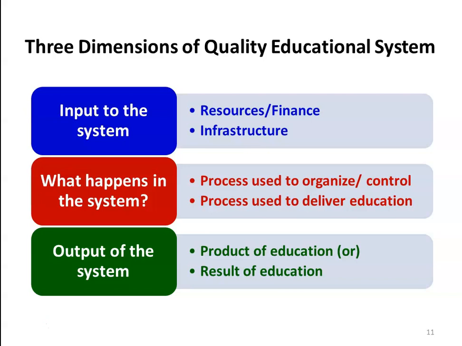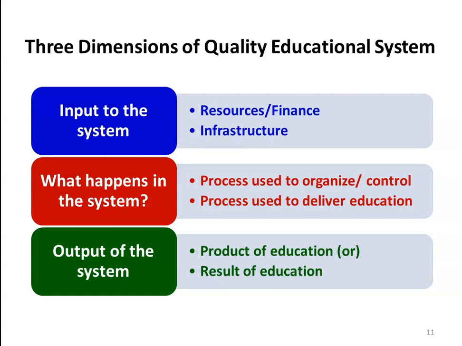What happens in the system? The process used to organize and control the entire process. We have different processes in the educational system. How we organize the process and how we control the process. So we need to develop the process, organize the process and control the process. And the process used to deliver the education. So teaching learning process: how effectively we are designing the teaching learning process and controlling or implementing the teaching learning process. That is what is happening inside the system.